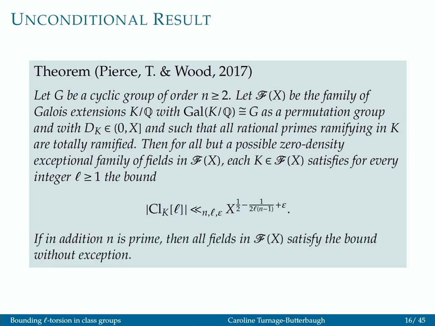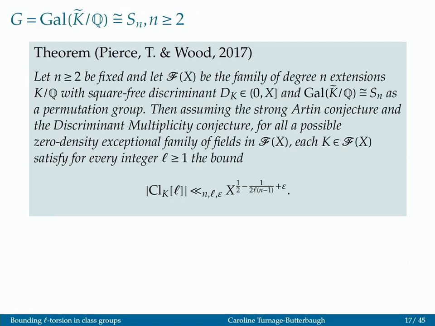And moreover, it's nice to note that if n is prime, then all the fields in our family satisfy this bound. So the exceptional set is empty. All right, so this is one of the results that we were able to prove when G is cyclic. On the other side, let me show you what the statement looks like when G is isomorphic to Sn.